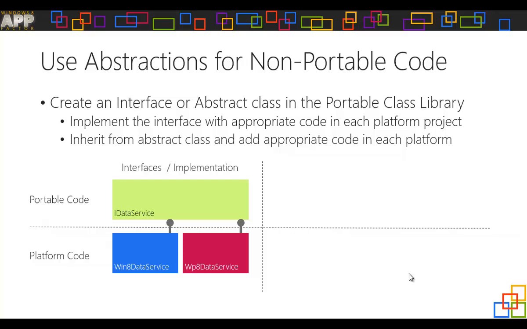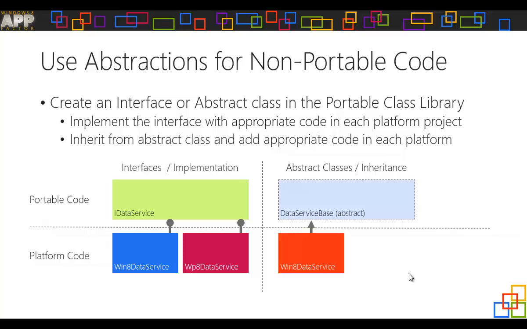Similarly, if there is some code that is portable, but you need different code in the platforms for certain features, then you could create abstract classes that have the core functionality and maybe even some abstract methods. You could then come in and inherit from that base class in the platform-specific code and implement any abstract methods where needed.